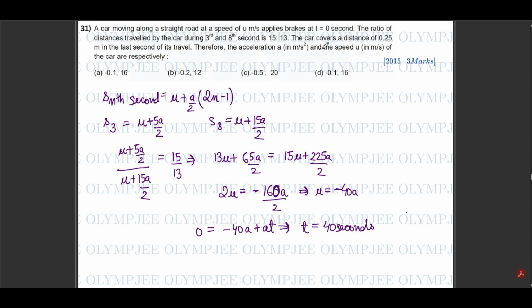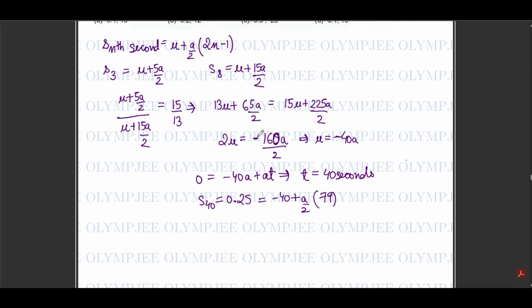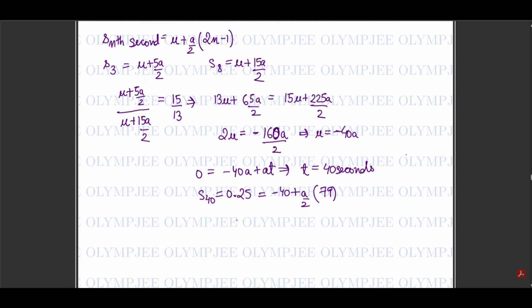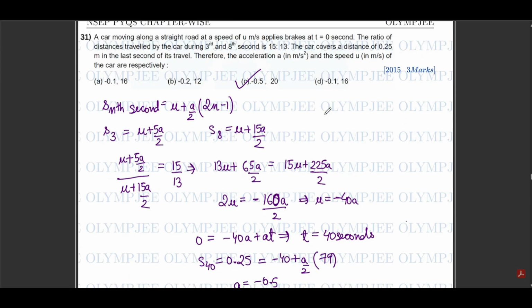And we know that the car covers a distance of 0.25 meter in the last second. So S40 is 0.25, which is minus 40a plus a by 2 into 79, which gives us acceleration is equal to minus 0.5. So only option C has minus 0.5 as acceleration.